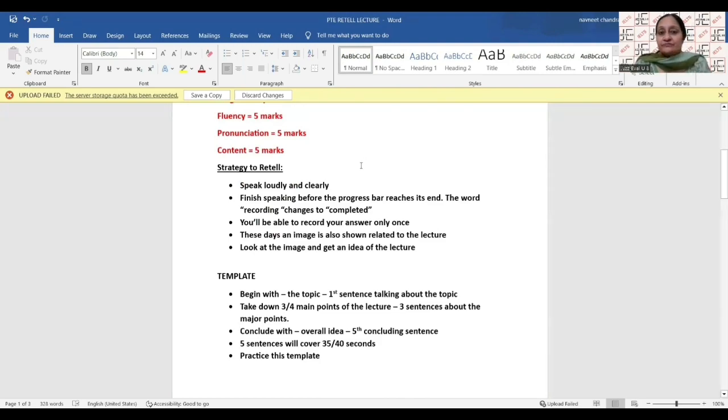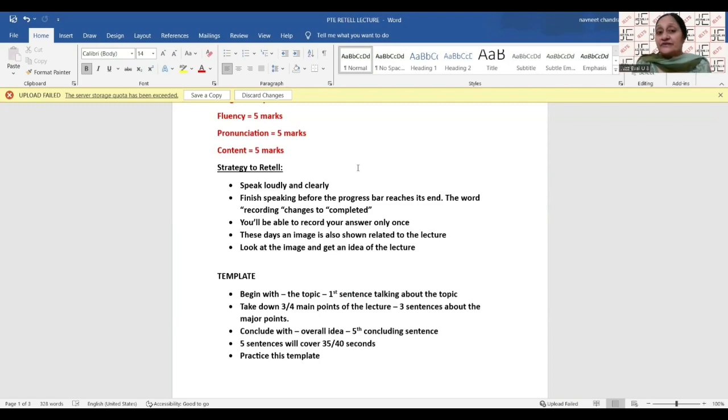Now, what is the strategy? When you retell a lecture, speak very loudly and clearly, and start when the microphone opens. The progress bar will show, as you start speaking, where you have reached and how many seconds have passed, and you should finish your answer before it reaches the end. Because after the word recording changes to completed, it will not record further. So it's better to complete your answer in 35, 36 seconds.